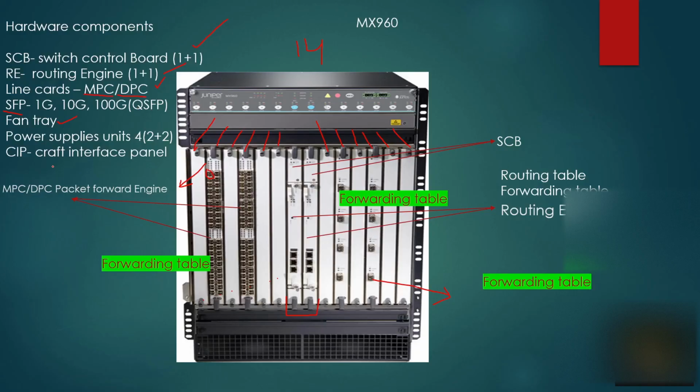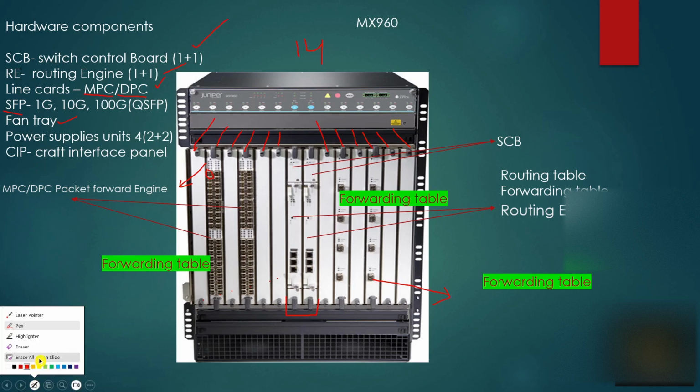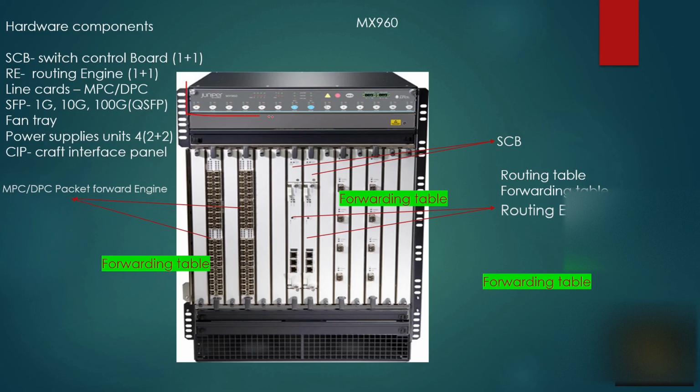Now next is the craft interface panel. What does it mean? It is simple. It is an LED indicator for each and every line card. If the SCB goes down, the red LED will turn on. If line card 2 goes down, the red LED on this slot will turn on. So the craft interface panel is just an LED indicator. Is it clear? So these are the Juniper hardware components.